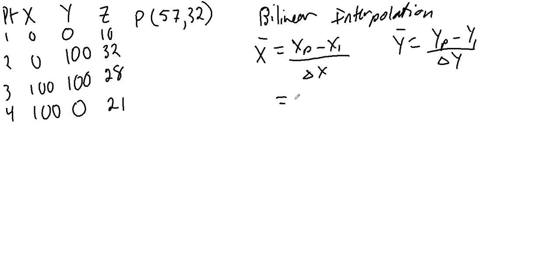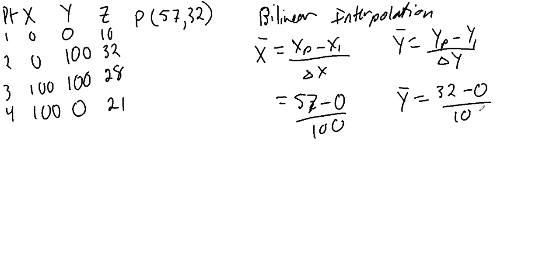So if we put in my xp, which is 57, minus my x1, which is 0, divided by my delta x, which is a total of 100. And then I have my y bar, which is my yp, which is 32, minus y1, which is 0, over 100. So we have 0.57 and 0.32. X bar is greater than y bar. So we know that when x bar is greater than y bar, our delta then equals 0.